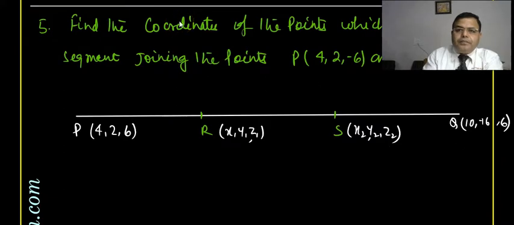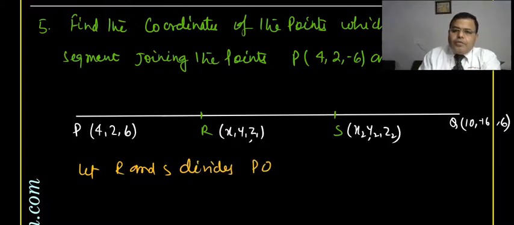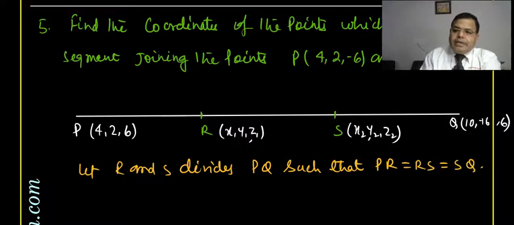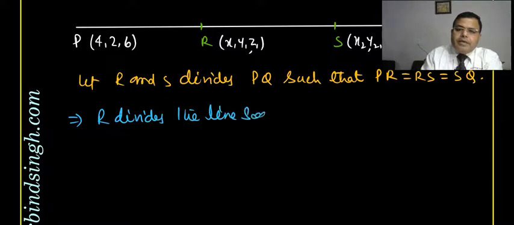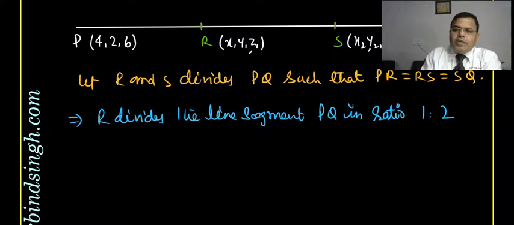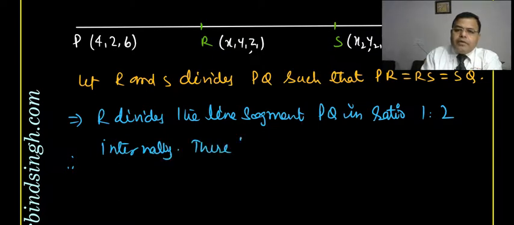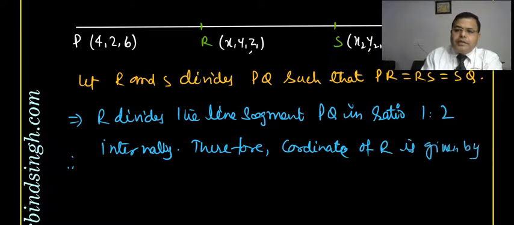Let R and S divide PQ such that PR is equal to RS is equal to SQ. Right? So it means R divides PQ in ratio 1 is to 2. This implies R divides the line segment PQ in ratio 1 is to 2 internally, and therefore the coordinate of R is given by the ratio 1 is to 2.